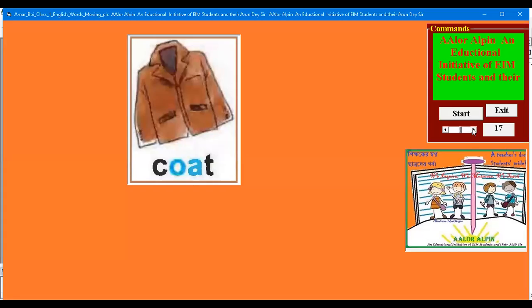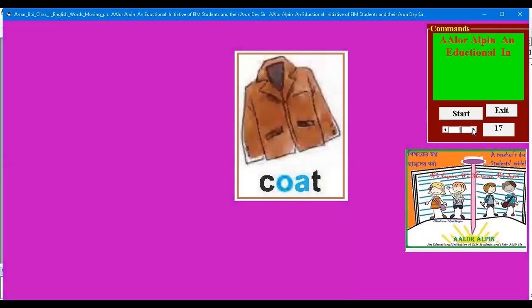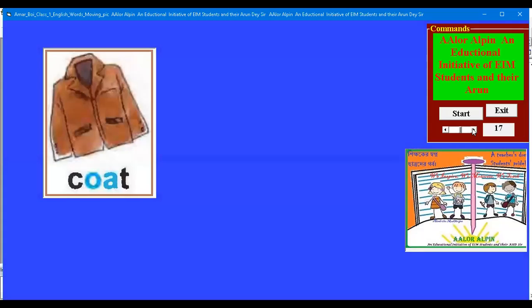গুড, আই হ্যাভ এ গুড, দিস ইজ এ গুড, দ্যাট ইজ এ গুড। I have a coat.